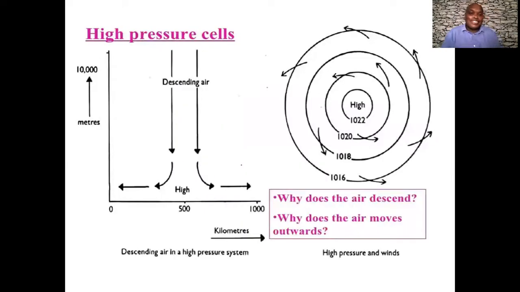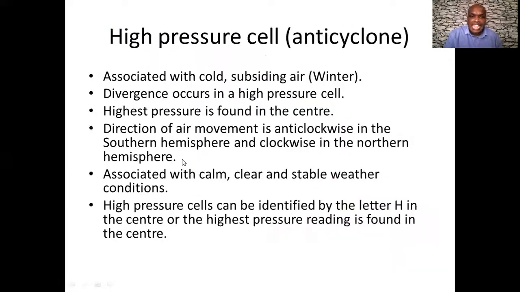And now let's discuss high pressure cells. High pressure cells are associated with cold air, because cold air is dense, it's heavy, it descends. As you can see from this diagram, in a high pressure cell, we have descending air. Then your high pressure cell is associated with cold, subsiding air, generally in winter. Then divergence occurs in a high pressure cell.